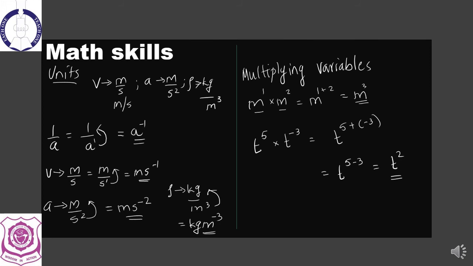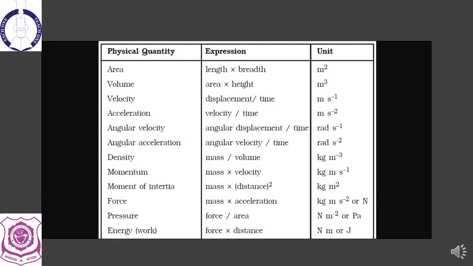The table here shows some of the derived quantities and units. The first one is area. The expression is length times breadth, and the unit is meter square. For volume, that's area times height, and the unit is meter cube. Velocity is displacement over time. Displacement is in meters and time is in seconds, so it's meters per second.